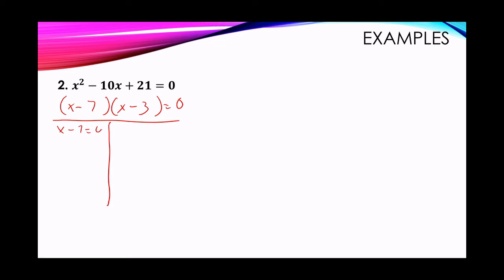I'm trying to figure out where x minus 7 equals 0 and x minus 3 equals 0. Well, this time I'm going to add 7 on both sides. I get x equals 7. Over here, I'm going to add 3 on both sides. So x equals 3. And so my solution is 3 and 7. All right. Let's do some more.